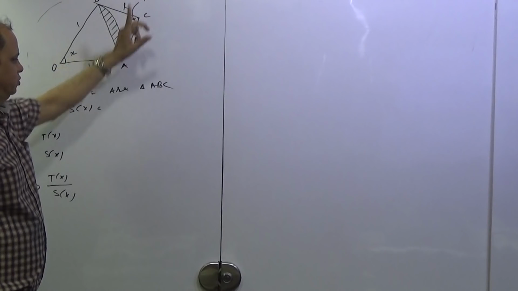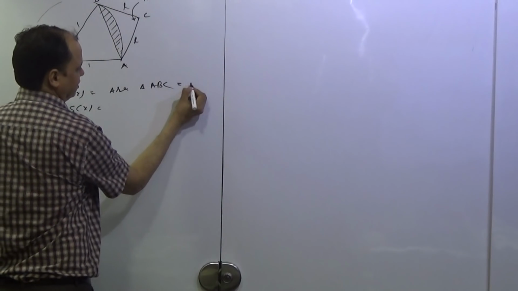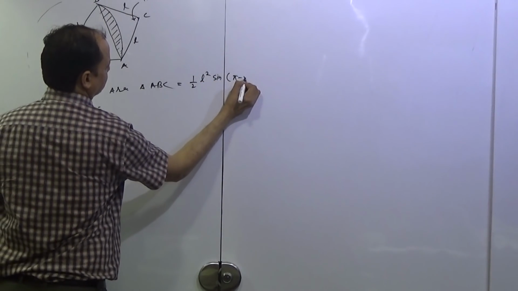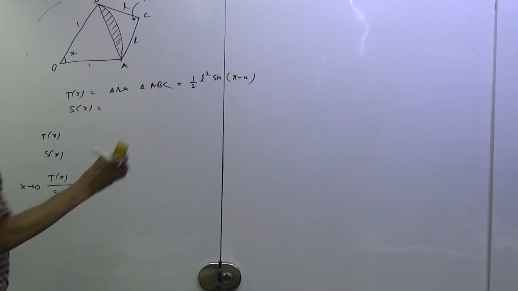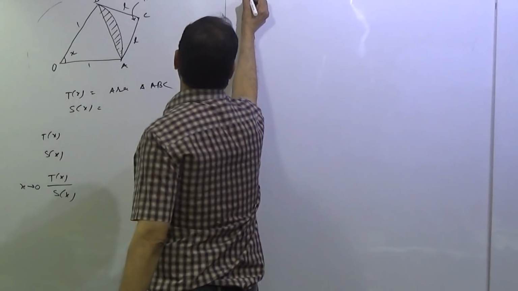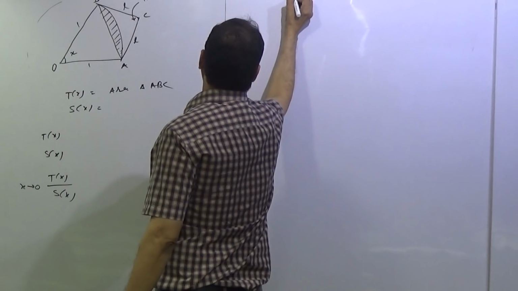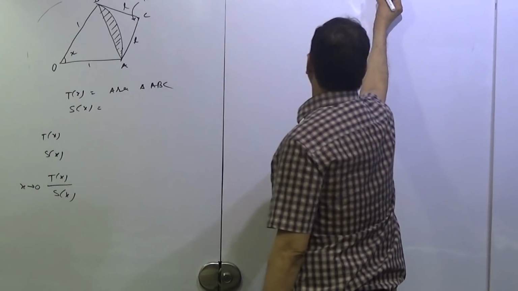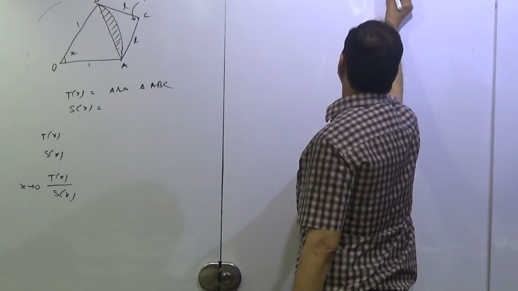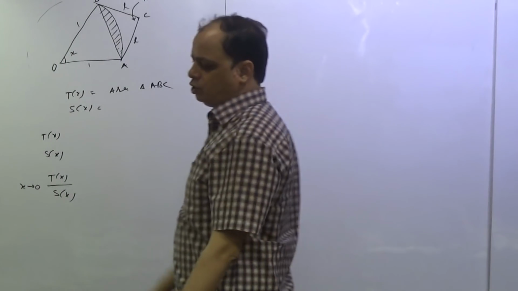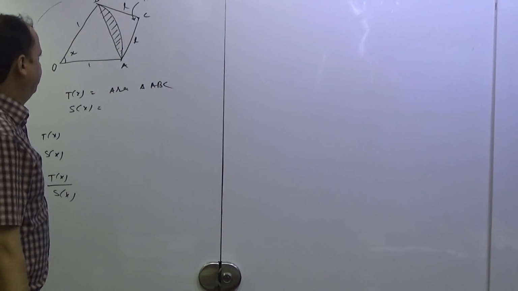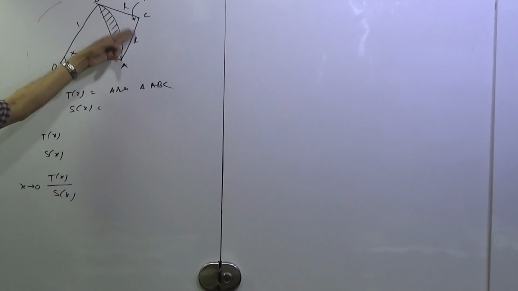And this angle I know. So the area of triangle ABC I will write here: half L square sine of pi minus x. Area of triangle ABC is equal to half L square sine pi minus x, which is actually half L square sine x. But I don't know the value of L. I have assumed L. And you can understand, for x tending to 0, L will also change. So what is L we have to find here?